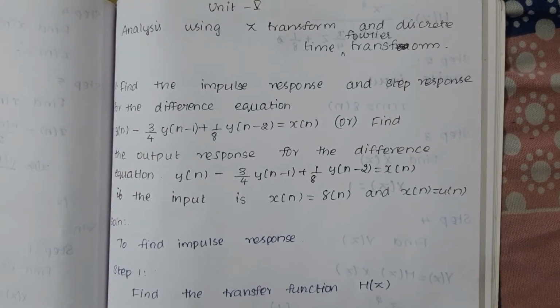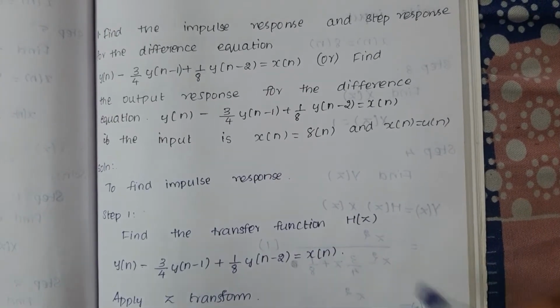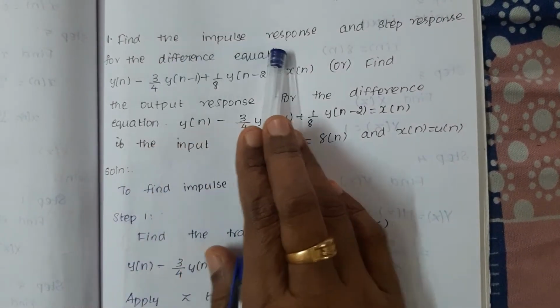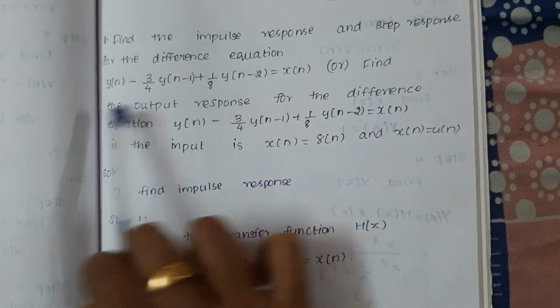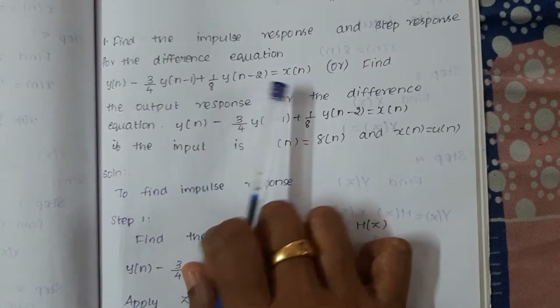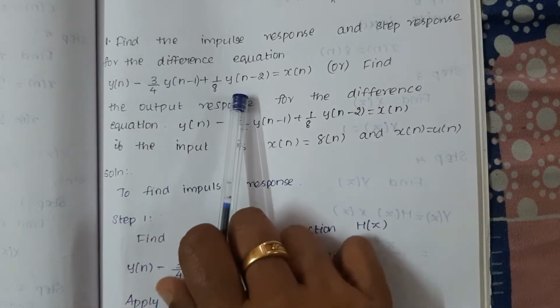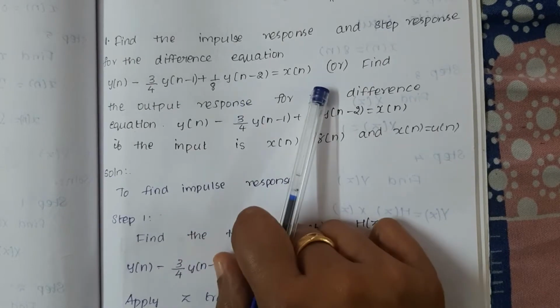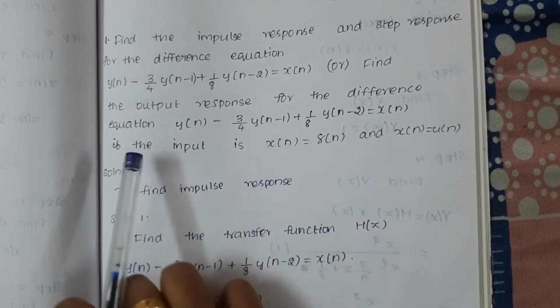So next we can see the problem under the impulse response. In this question, find the impulse response and step response for the difference equation. The difference equation is y of n minus 3 by 4 y of n minus 1 plus 1 by 8 y of n minus 2 is equal to x of n. So find the output response for the difference equation.